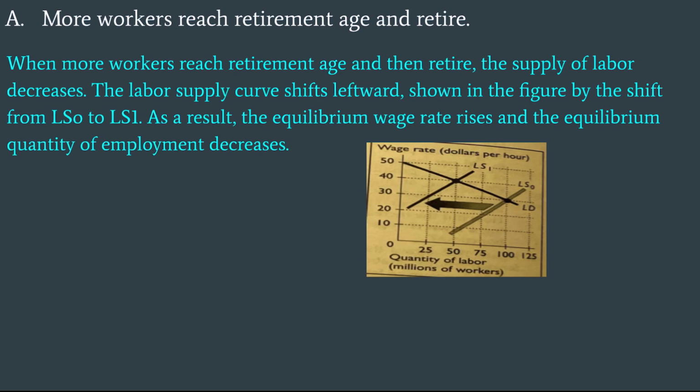More workers reach retirement age and retire. When more workers reach retirement age and then retire, the supply of labor decreases. The labor supply curve shifts leftward, shown in the figure by the shift from LS0 to LS1. As a result, the equilibrium wage rate rises and the equilibrium quantity of employment decreases.